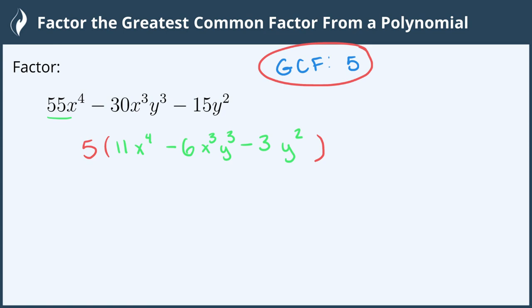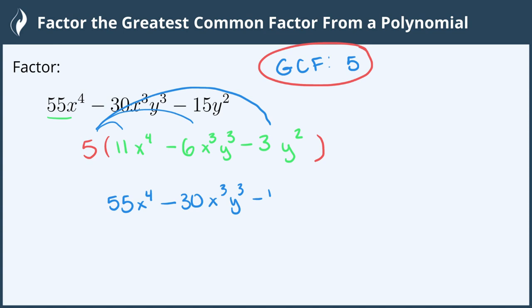And we can always check this by doing the distributive property. So let's go ahead and do that. Into all three terms, 5 times 11 is 55, and we have x to the fourth. We have a positive times a negative, which is negative. 5 times 6 is 30. And again, we have x to the third, y to the third, because nothing changed. And 5 times negative 3 is negative 15, and we have the y squared.